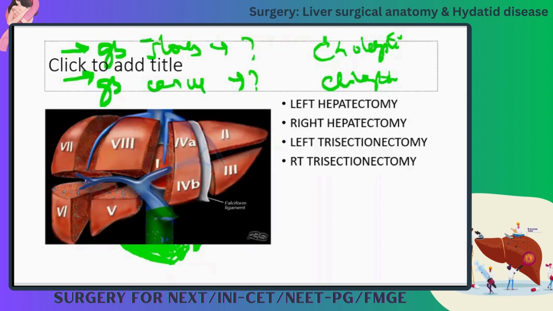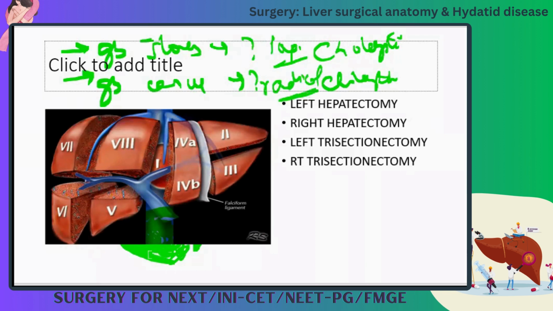But any change? For stones, we do what? And for cancer, we do what? For stones, we'll do a cholecystectomy. But if it is cancer, then we will remove the 4B and 5 lobes. So there is a simple chole, as we call it, for gallbladder stones. We do a simple lap cholecystectomy. So we remove the gallbladder. It is enough. But for gallbladder cancer, we have to do what is known as radical cholecystectomy.